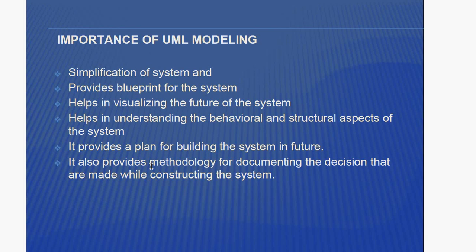The fourth importance of UML modeling is that it helps in understanding the behavior and the structural aspects of the system. Before mentioning behavioral and structural aspects, let me first clear what is behavioral and what is structural. The behavioral aspect means the dynamic aspect that is involved with the system, and the structural aspect is all those static aspects that are involved within the system.